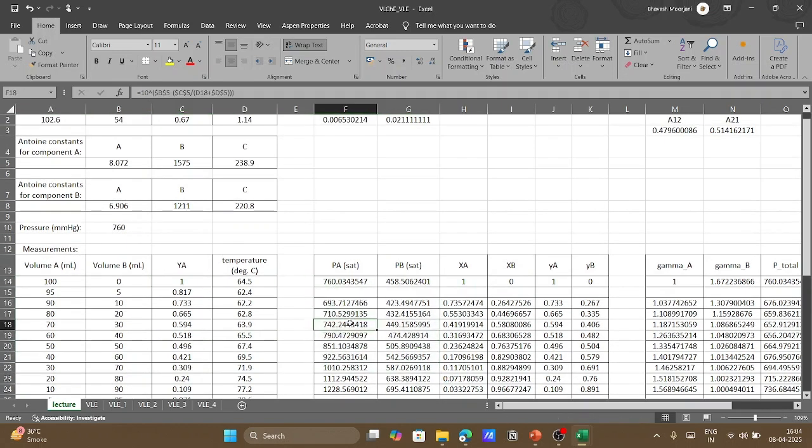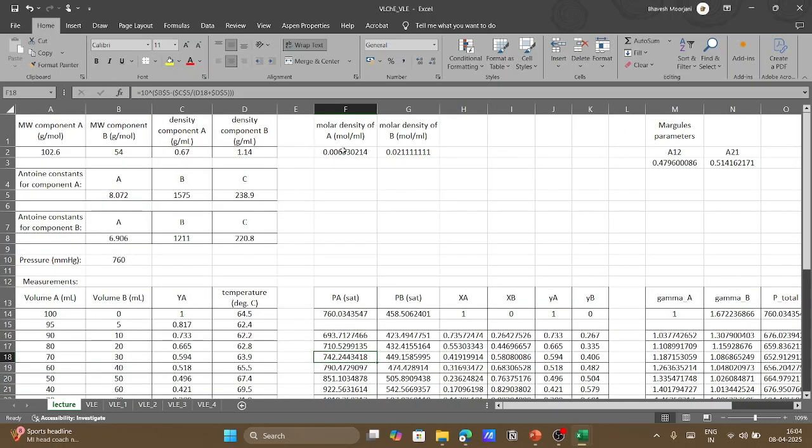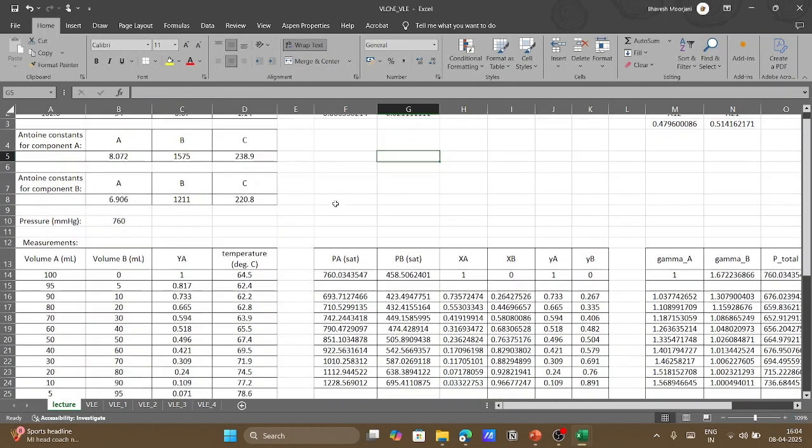So first we have the molecular weight and the density for our components. We will first find the molar density of each component. That is computed by doing density divided by the molecular weight. So we get the molar density for both component A and B. This will be used to compute the liquid phase composition, which I will come to in a bit.